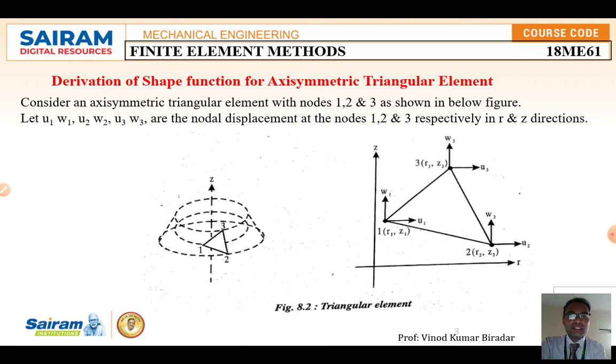So what do you mean by an axisymmetric element? An axisymmetric triangular element is nothing but one where the material property, the geometry, the loading, etc., with respect to the geometry should be the same. Okay, so that is called an axisymmetric triangular element.